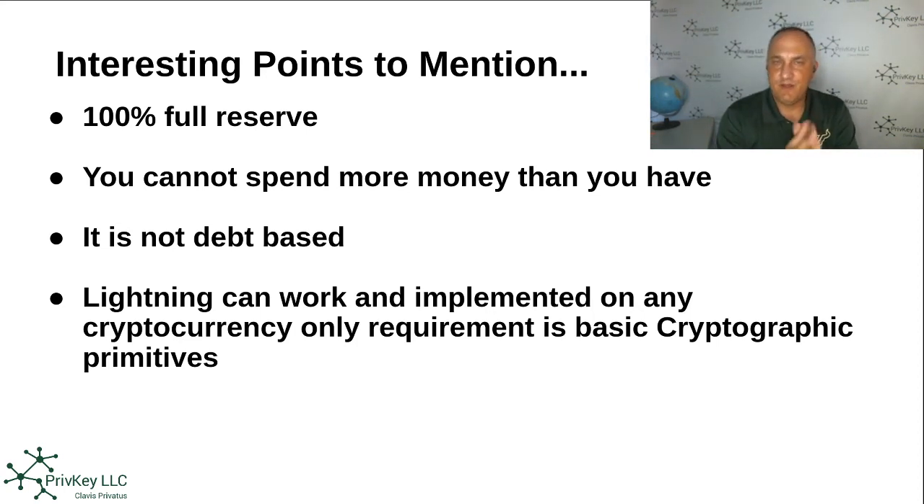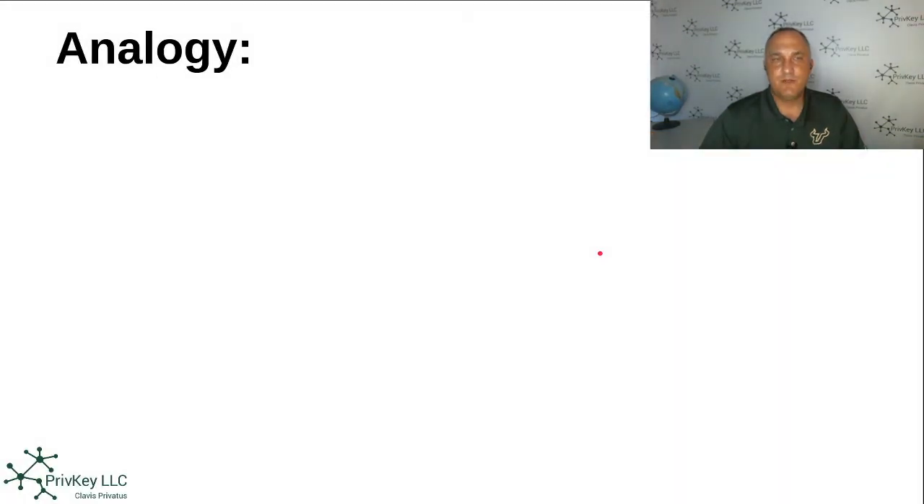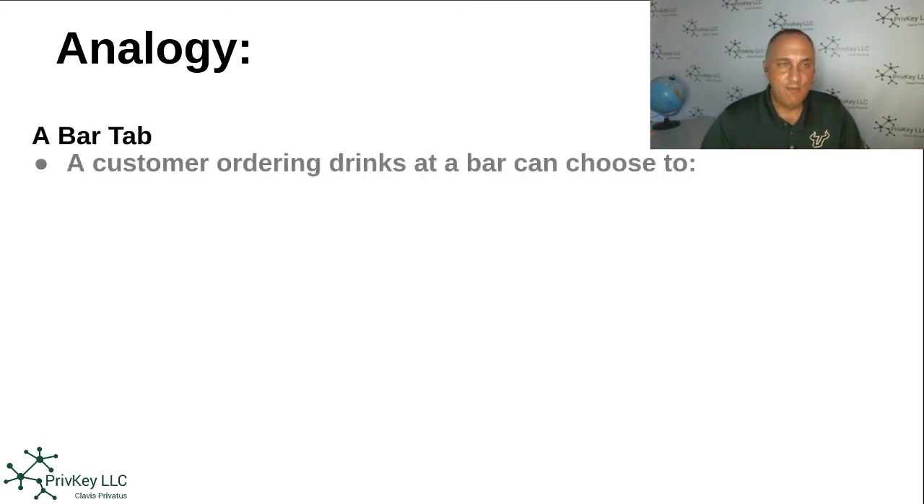It's being implemented in Ethereum. They have a different name. It's not called Lightning, but it's the same idea. It's called rollups. So you can have these types of solutions, what they call layer 2 solutions, on these new blockchain innovations. Another analogy that I've used in the past is called the bar tab analogy.